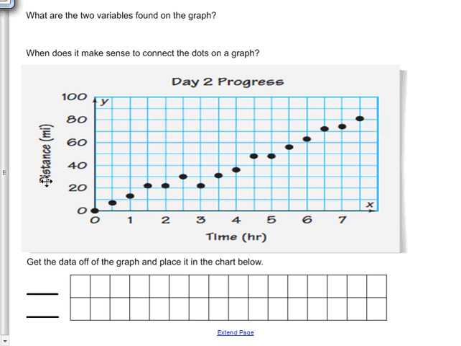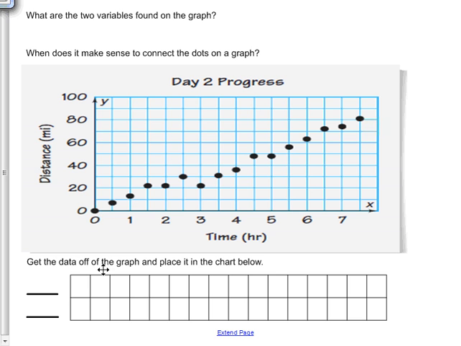Okay? When does it make sense to connect the dots on a graph? Remember we went through this, we talked about, well, does it make sense? Is there information in between those points? Is there information in between 0 and half an hour? Yeah, there is. There could be the 15 minutes, the 10 minutes, the 20 minutes. So yes, we can actually connect these dots. We're not going to right now.